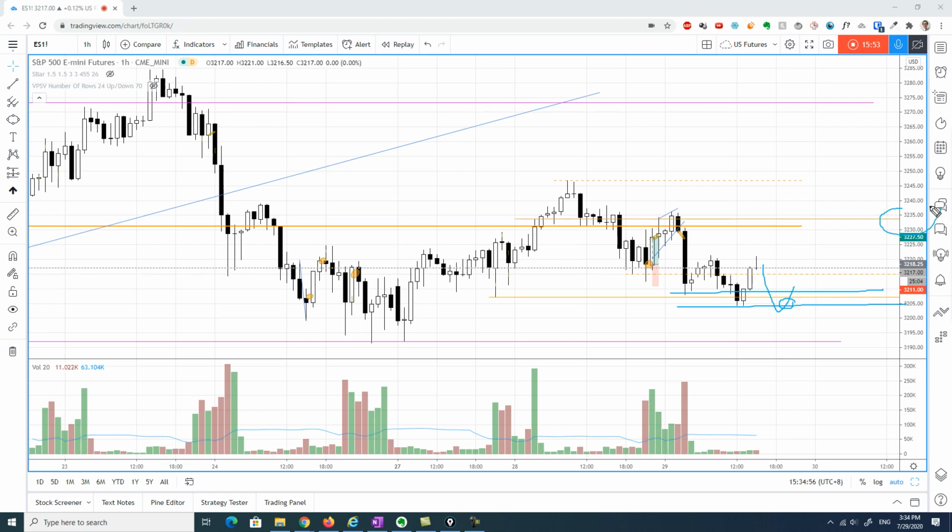Otherwise, a short entry is still possible at around the 3230 level, like the potential trade I highlighted earlier during the trade review part. All right, so this is the end of the video.